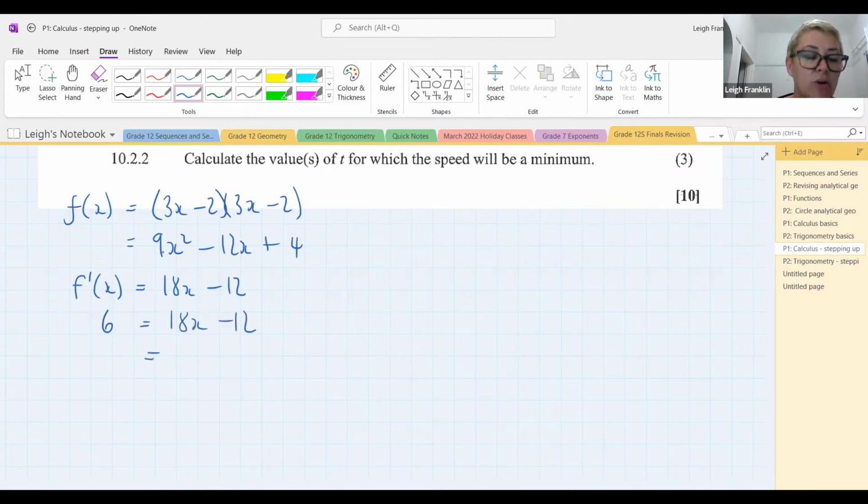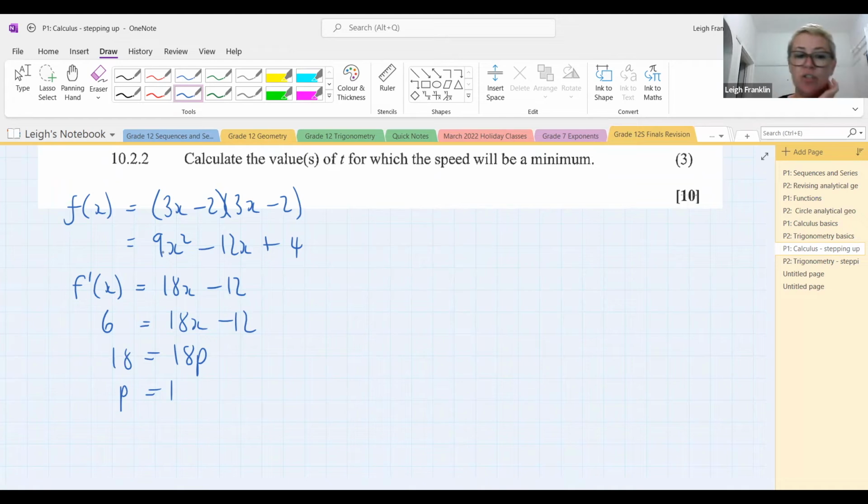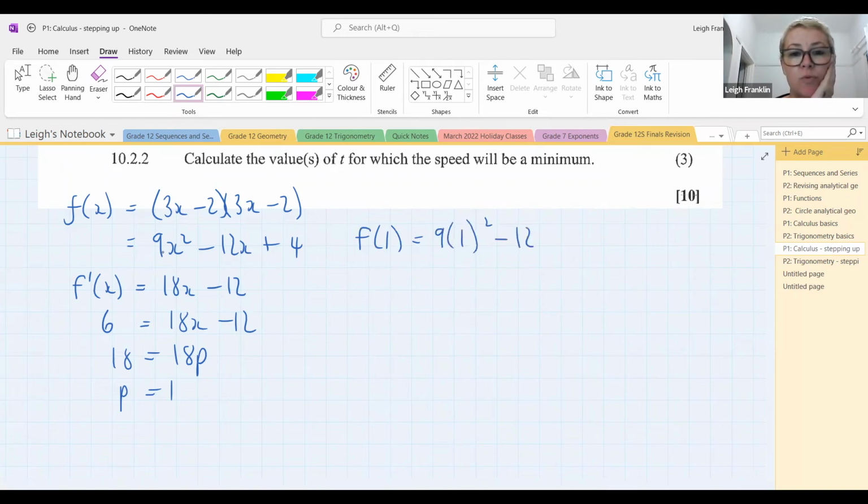And then now what I could do if I wanted to is I could go and sub in my P. Take the 12 over to the other side, that would give me 18, and therefore P would be equal to 1. Okay, so if the x coordinate at the point of tangency is 1, then we can work out the y coordinate by working out what f of 1 is. Okay, so 9 times 1 squared minus 12 times 1 plus 4 also gives us 1 as an answer. Okay, so the coordinates or values of P and Q are 1 and 1.